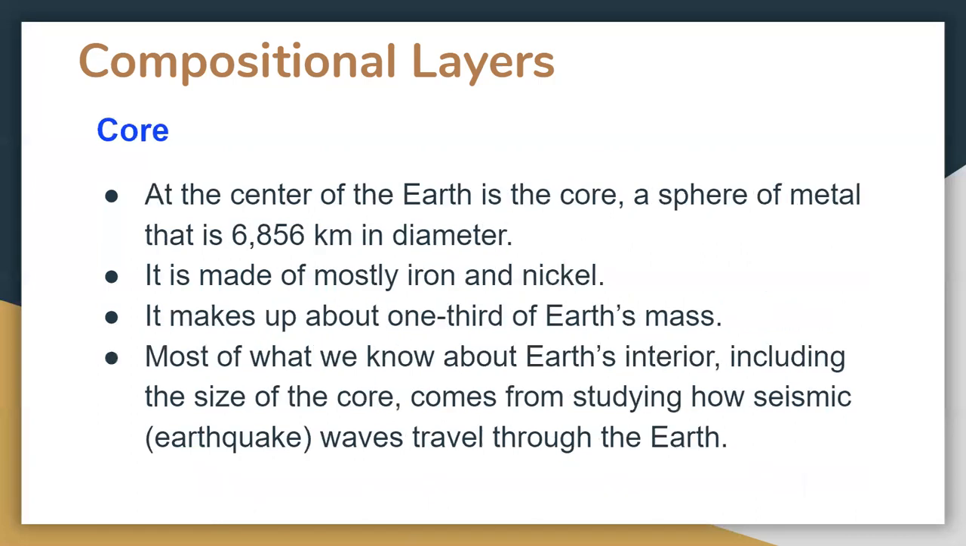Then that brings us to the core. It's at the center of the Earth. It's a sphere of metal that is 6,856 kilometers in diameter. It is made of mostly iron and nickel, those two metals, and it makes up about 1/3 of Earth's mass.